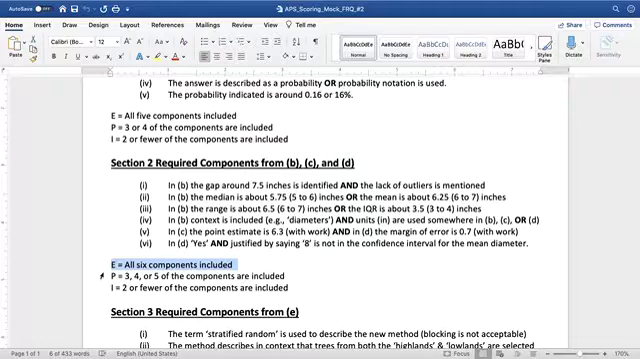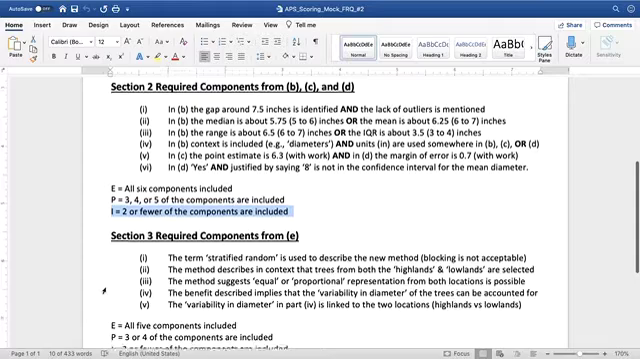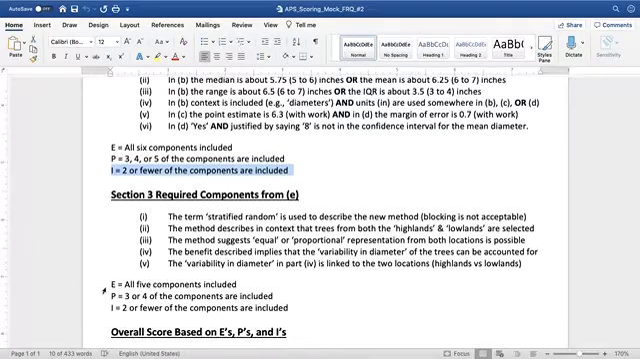Of course, that's also why you have a good chunk of time in order to do a question like this. So for a P, 3, 4, or 5 of the components should be included. If you have 2 or fewer of the components, that would be an I. So looking at your response, give yourself as best you can determine an E, a P, or an I, and let's go on. Section 3 has 5 components.